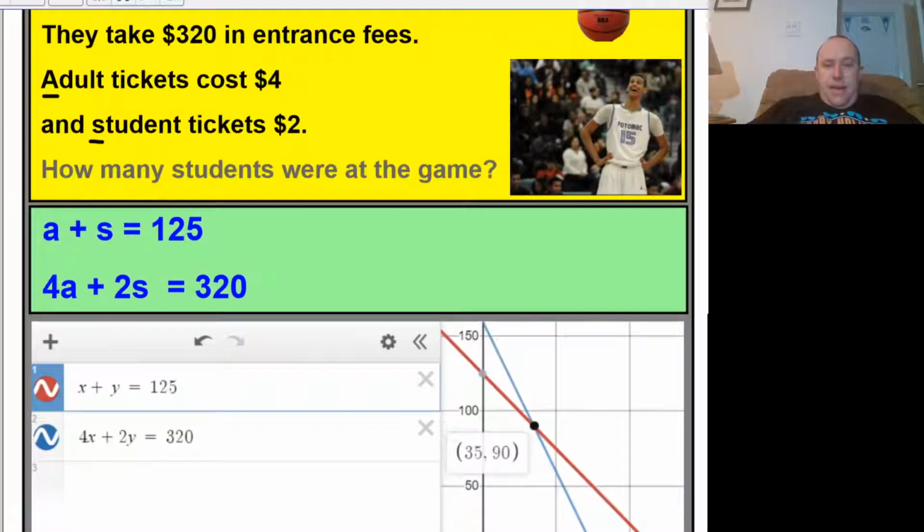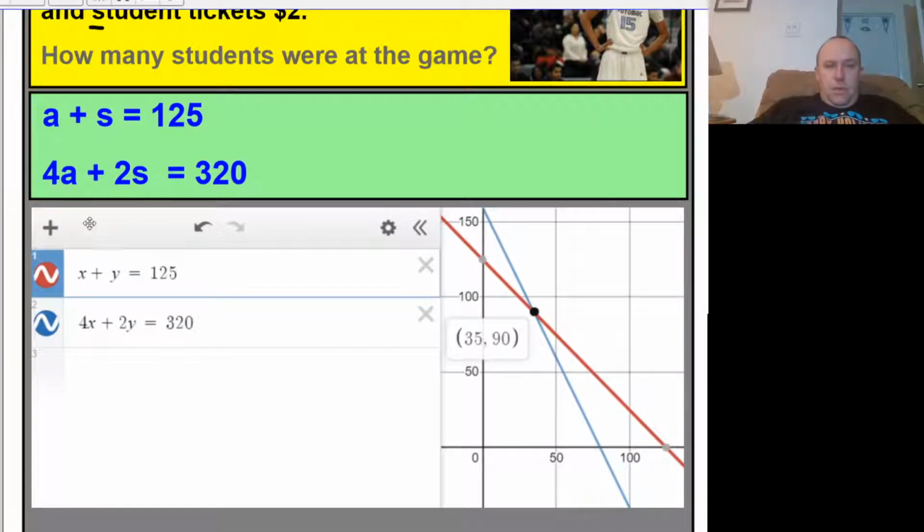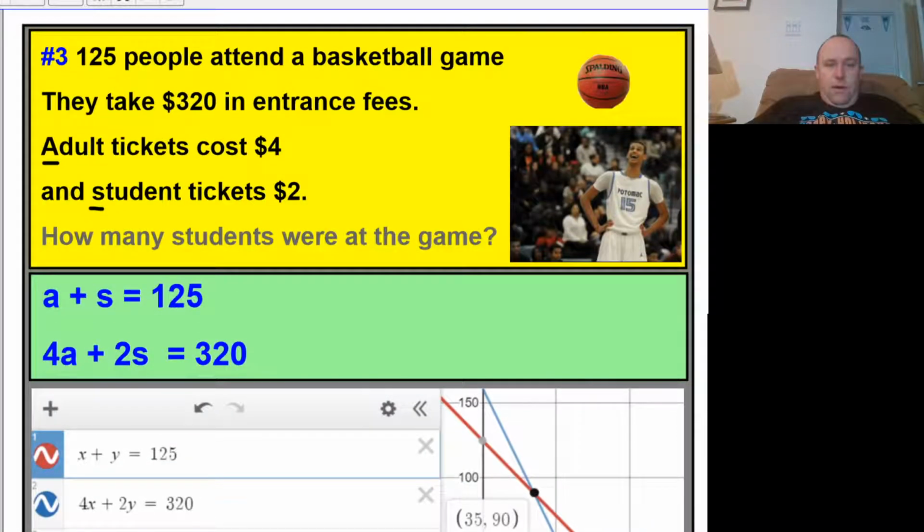Much like the last question, you can't type this straight into Desmos. If you use A and S, then it'll give you that error. So make sure you use X and Y instead. And this time, our two numbers are 35 and 90. We've got to make sure we know which is which. So our first variable was adults. So X was A and Y was S. So as we're looking for students, we're looking for the second number. So the number for this question would be 90 students, 35 adults. We only want students this time, so 90.